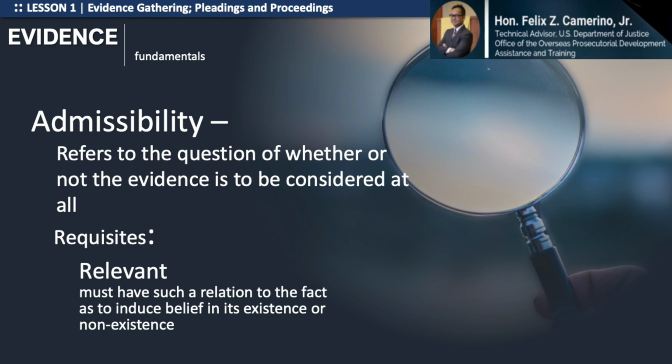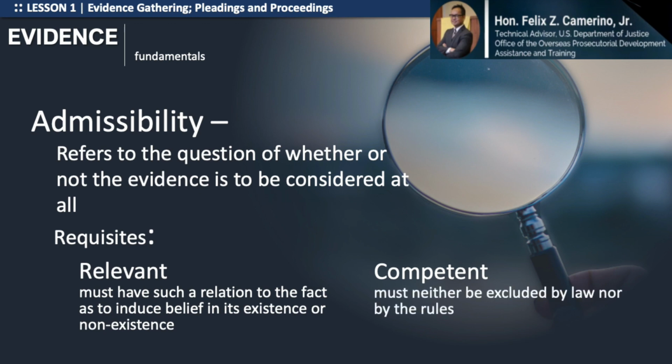All right. The second requisite is that it has to be competent. And when we say competent, we're not referring to intelligence quotient. We're not referring to IQ. And we're not saying is it smart or is it dumb in that sense. When we say competence, we're really talking about whether it's legal or not. In other words, the evidence must neither be excluded by law nor by the rules. So kailangan hindi siya, it doesn't necessarily have to be in the law or the rules. It just has to not be excluded by the rules.